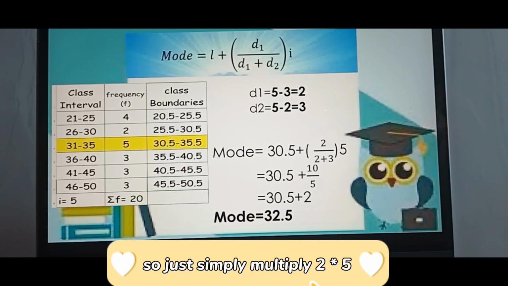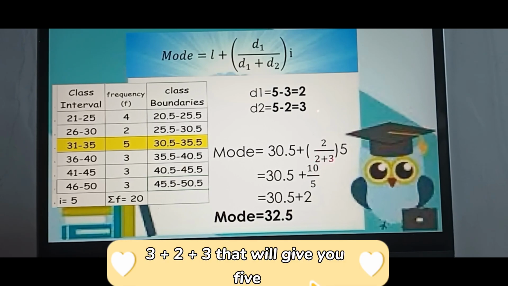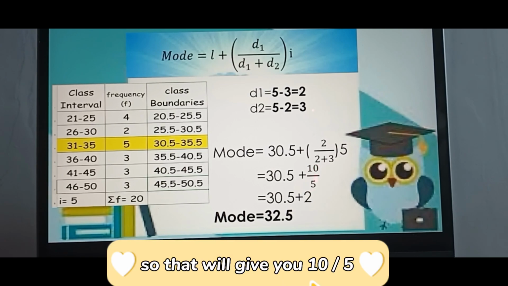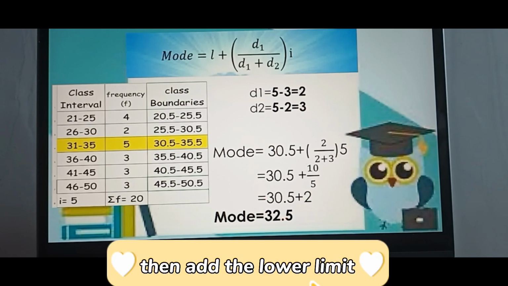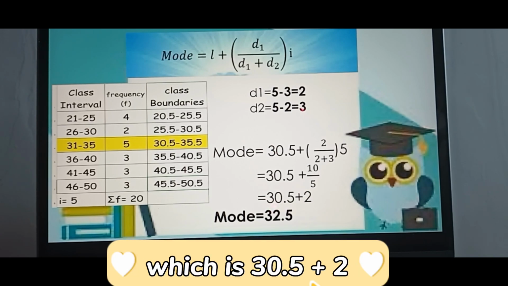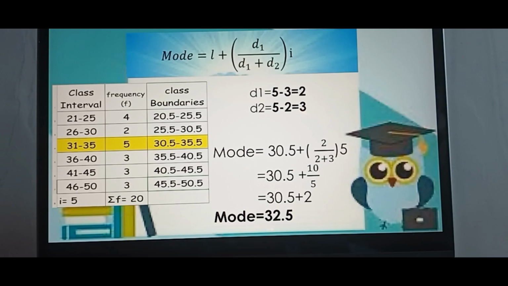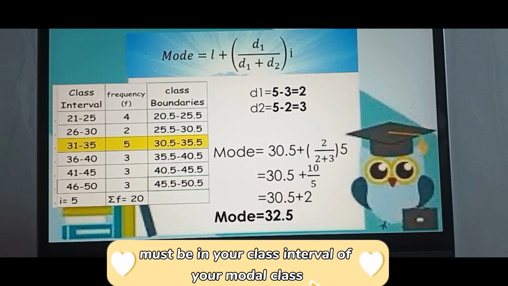So just simply multiply 2 times 5, that will give you 10. 2 plus 3 will give you 5. So that will give you 10 divided by 5. The answer is 2. Then add the lower limit, which is 30.5 plus 2, that will give you 32.5, and that is your mode. Remember that the answer of your mode must be in the class interval of your modal class.